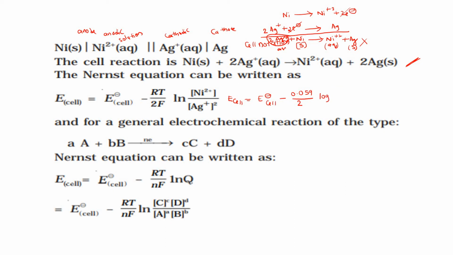Here, how many moles of Ag did we get? 2 moles of Ag, no? Concentration of nickel plus 2, which is the product. For the reactant, we only have to take Ag plus, but how many moles have you taken here? 2 moles. That number of moles is taken as a power here. Now this will be the Nernst equation.